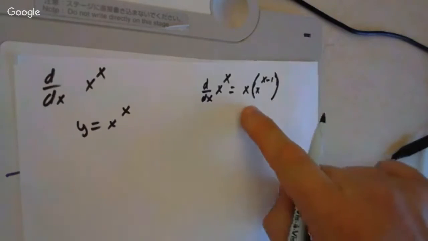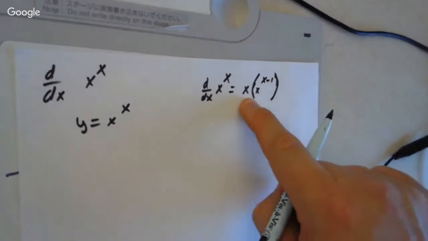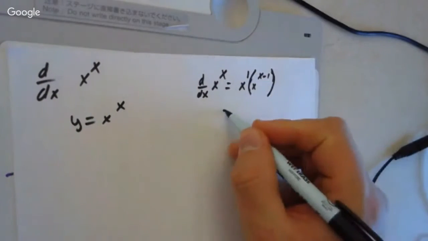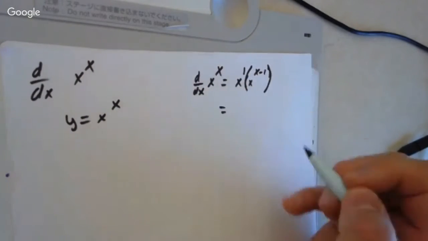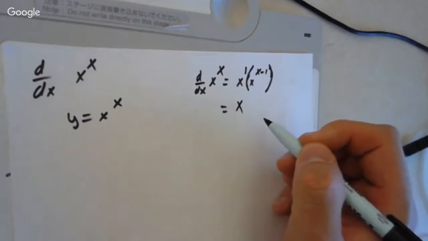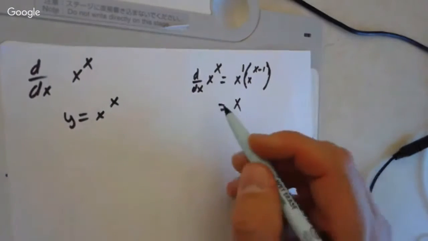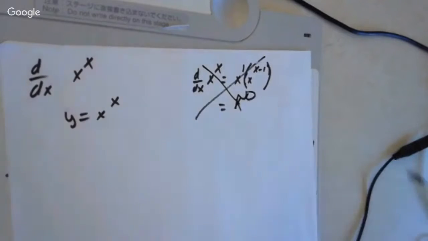Okay, now question: what power of x is that? What's that times that? Just x, right? So the derivative of x to the x is equal to x. No, it's not. It involves using logarithms, which is what we have to do to both sides.